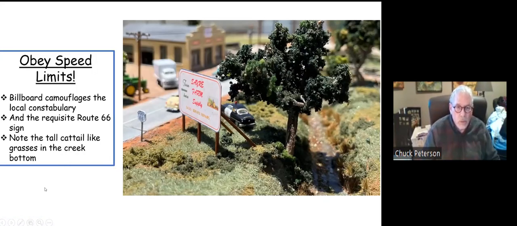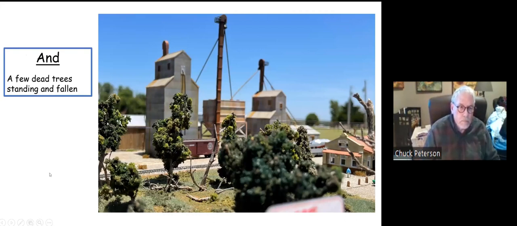Okay, the billboard here camouflages the police car that we've got located right behind it, and we got the Route 66 highway sign, and we've also got some cattails down here in the bottom of the creek that we were able to add. I've already mentioned it, but here's another picture where you can see the few dead trees both standing and having fallen.